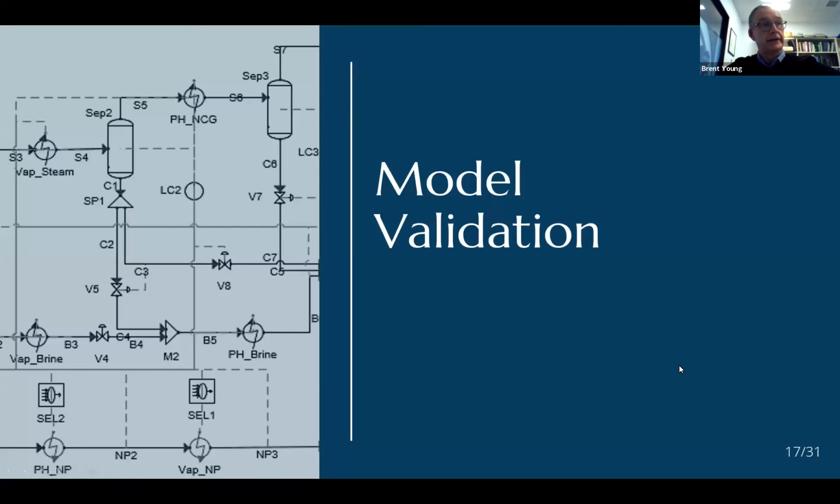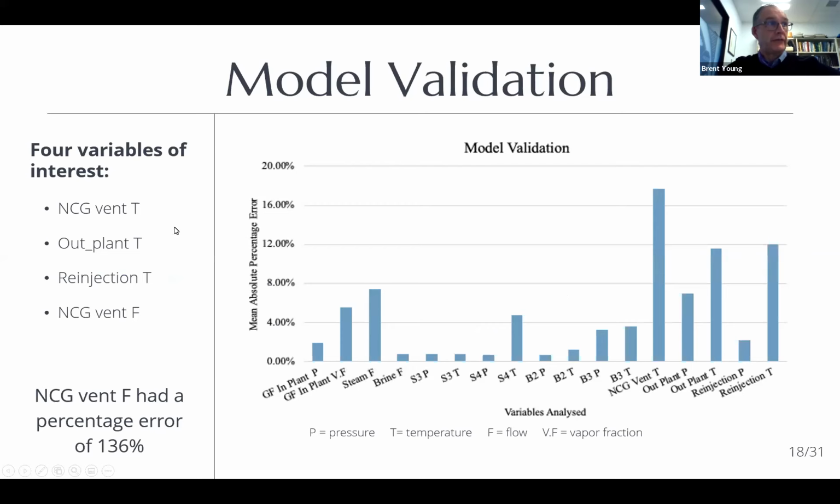How do we validate it? Well, we did have some plant data. We had data on four variables of interest: the vent temperature for the non-condensables, the outlet temperature of the plant, the reinjection temperature, and the flow rate through the vent of the non-condensables. These, of course, being of commercial interest, are measured.